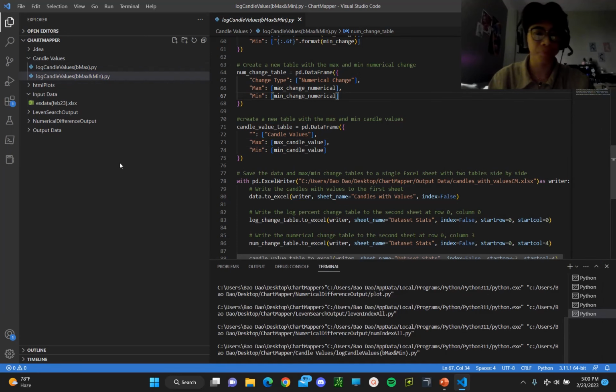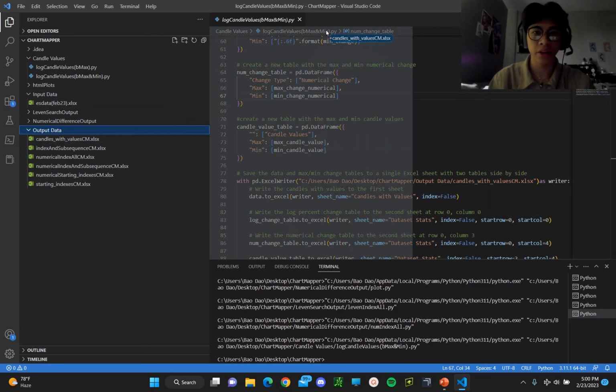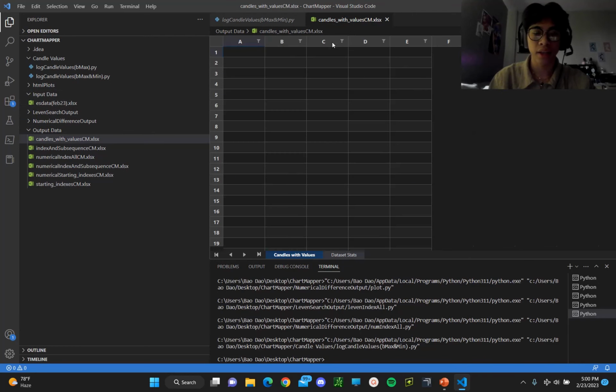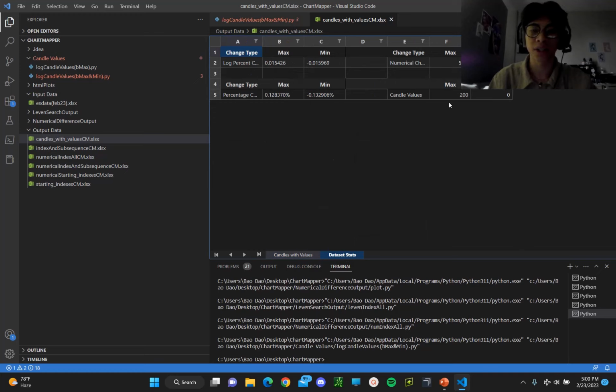And when I run it, the output is outputted here. It keeps the same data, but it adds a column, which is candle value, which is calculated based off the log percentage change as we discussed earlier. There's also a data sheet, which gives you certain stats and the range. It just helps me know that my code is working.